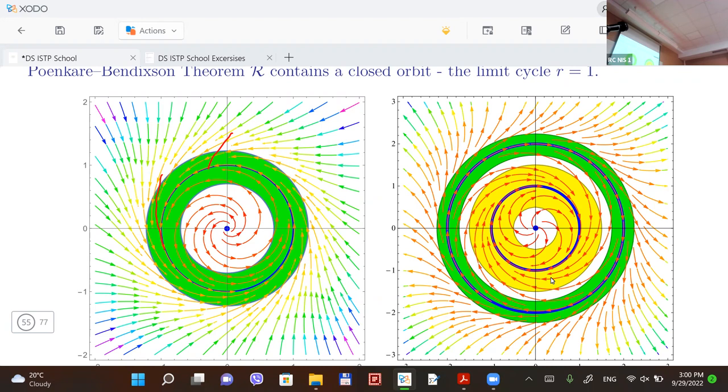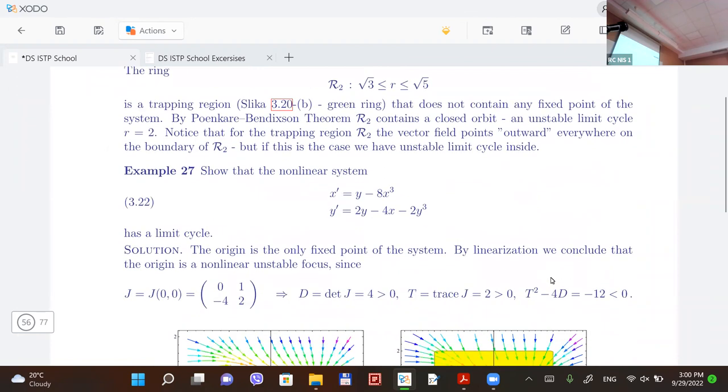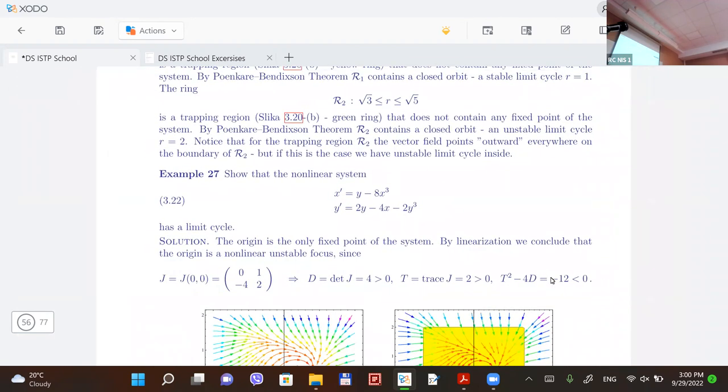The other picture is for that second example when we had the limit cycle, I just constructed it. So let's go on to some example. I think it's my next example, which is not so obvious.